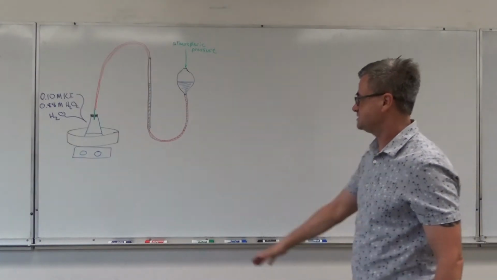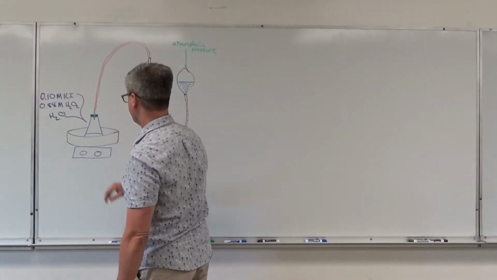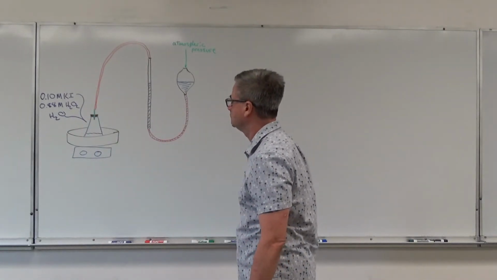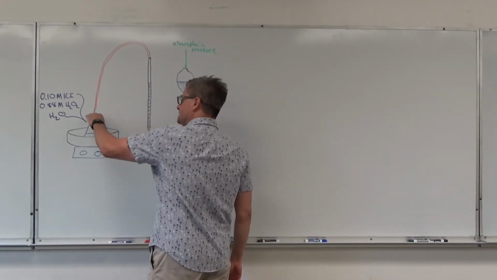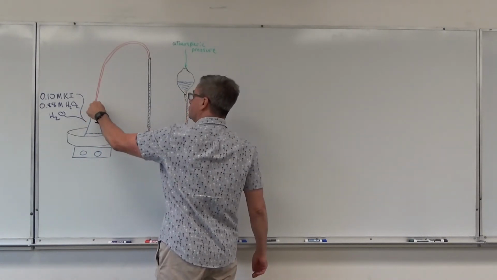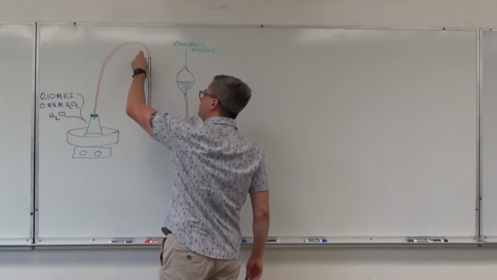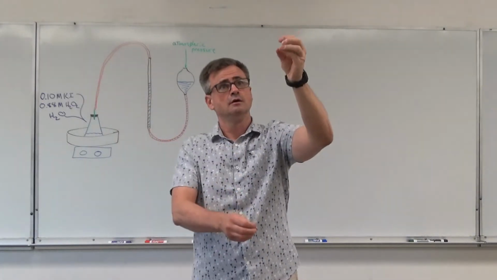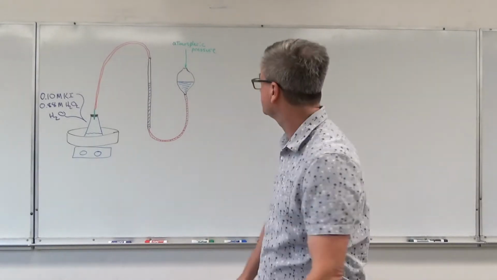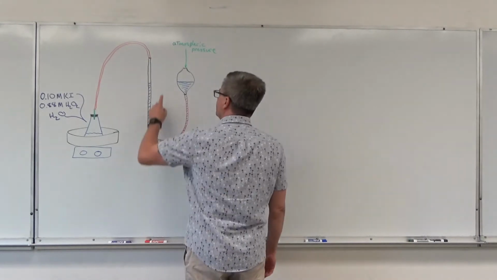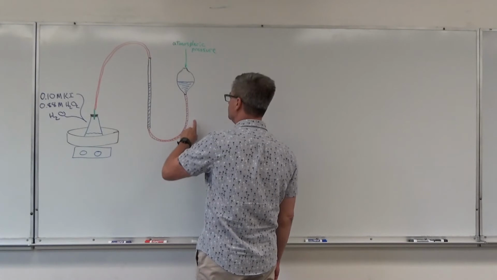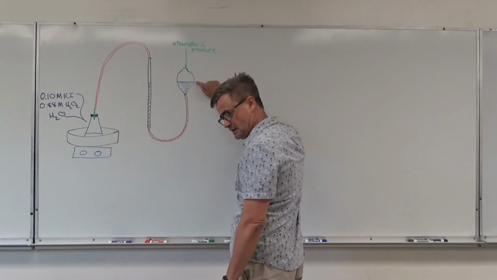So this is where the reaction is going to happen. We've got an Erlenmeyer flask, and the Erlenmeyer flask is sealed. A little glass tube in there, and then some rubber tubing that comes along to the top of a burette. Remember, a burette is something that we can read specific volumes of water from.